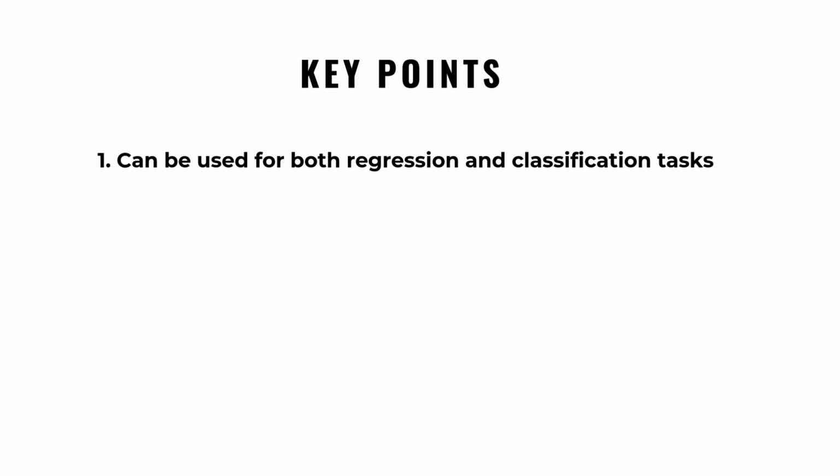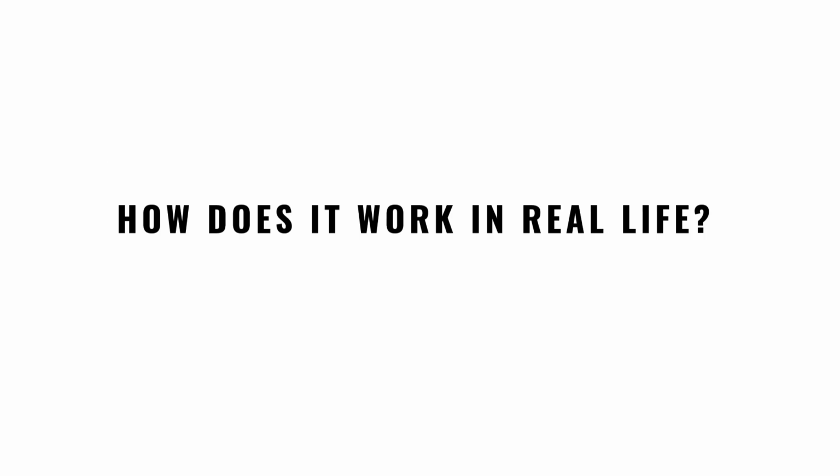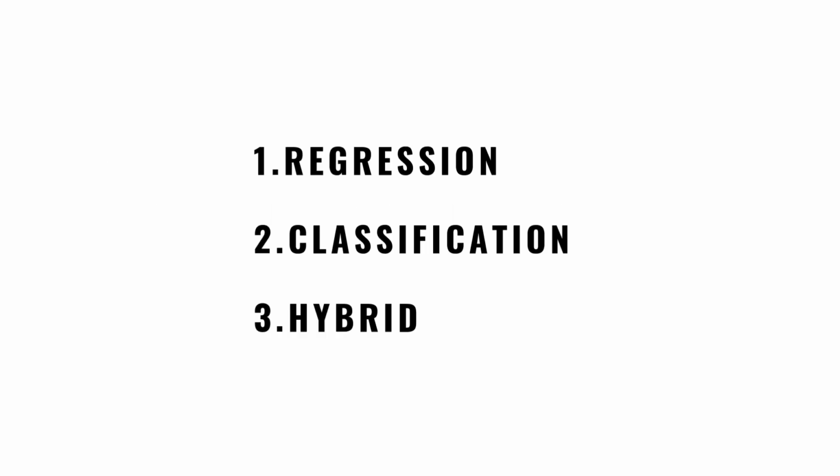Before explaining how it works, I need you to remember some key points. First, gradient boosting models work for both regression and classification tasks. Second, models use regularization to avoid overfitting. And remember, they love structured data. So think of clean spreadsheets or organized databases. But then, how does it work in real life? I will reuse the cases I just mentioned to illustrate 3 types of gradient boosting models.